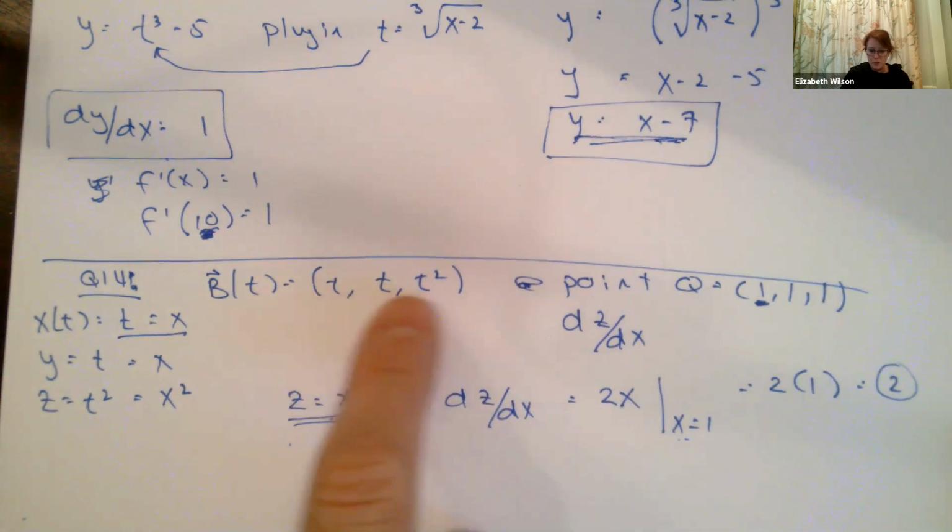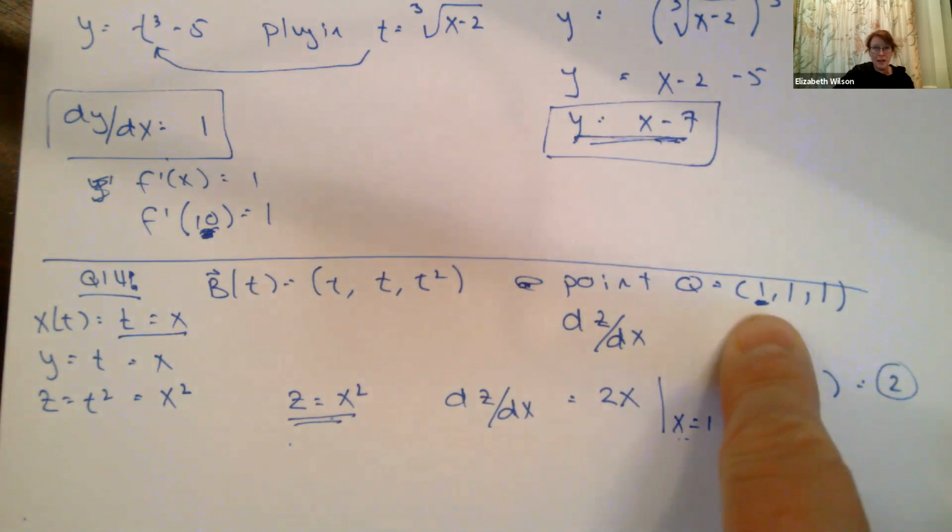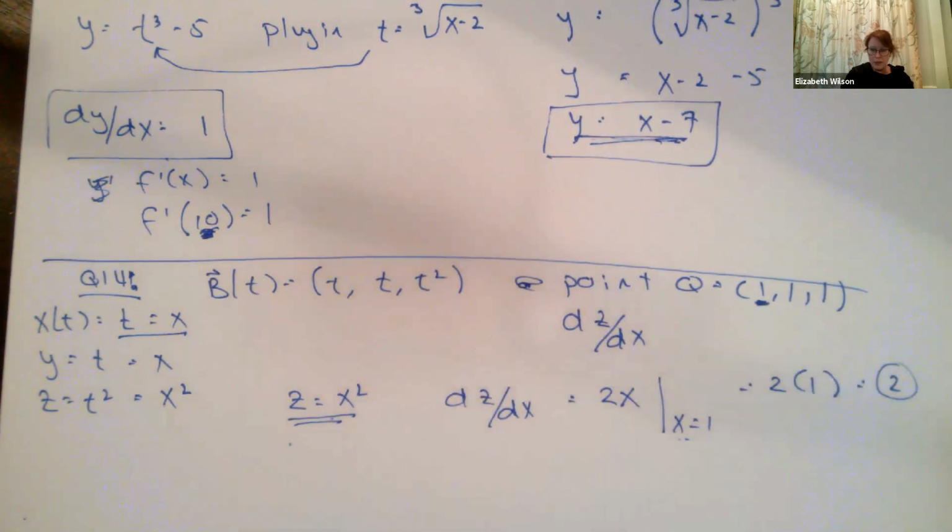Okay, it's hard to imagine the 3-dimensional shapes, but here we're taking the derivative of my z variable with respect to my x variable, at this point where x is equal to 1. Then I plug in 1 for x, and I multiply it by 2, and I get a 2. Does that make more sense?